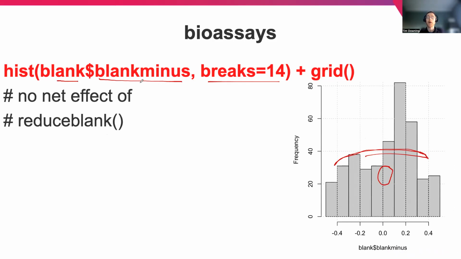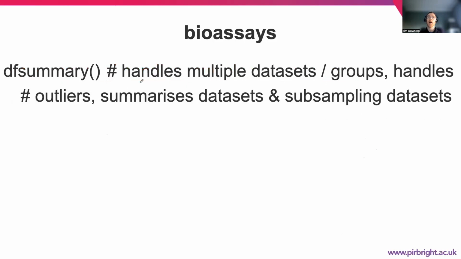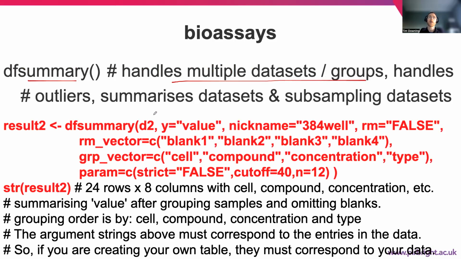So moving on, then we have more functions beyond this reduce blanks. We have df summary, but that takes in multiple data sets or groups, summarizes data, and so on. This is a more complex function. So if we take in our D2 matrix we had before, we put that as our first item here for df summary and send that to result 2.